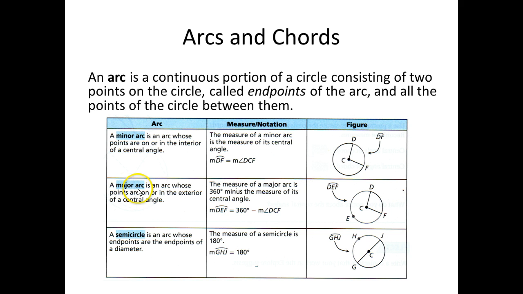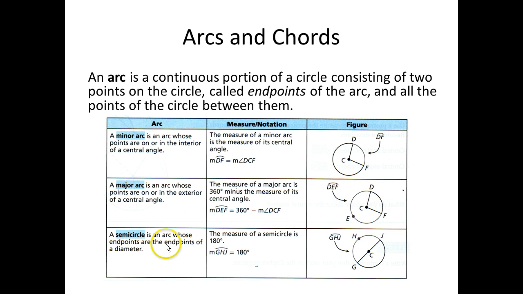Contrast that with the definition of a major arc. A major arc is an arc whose points are on or in the exterior of a central angle. So for example, this arc here is called an exterior arc. Why? Because if you take a look at the central angle DCF, I called the collection of all these points the minor arc because they're on the interior of this angle DCF. They're on the inside. However, if I take all these points on the outside, I refer to all these points as a major arc.